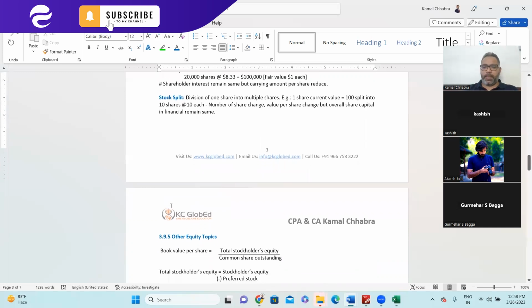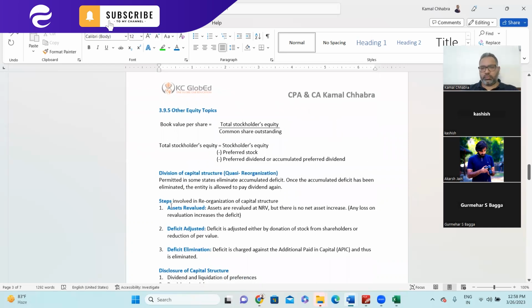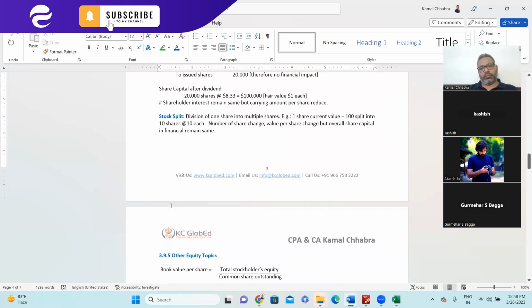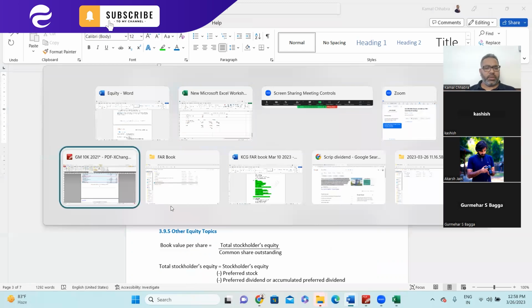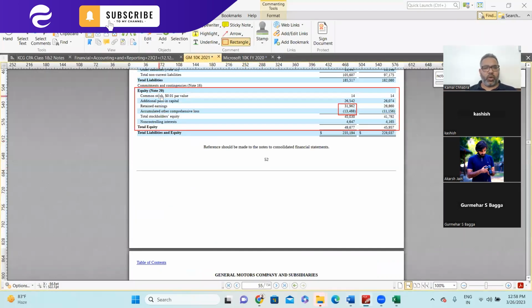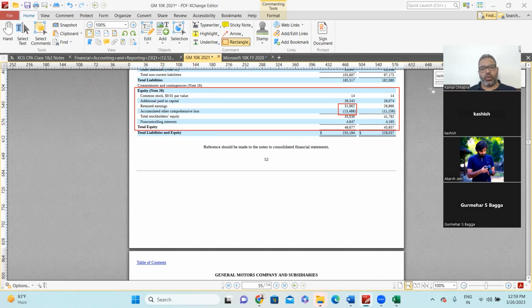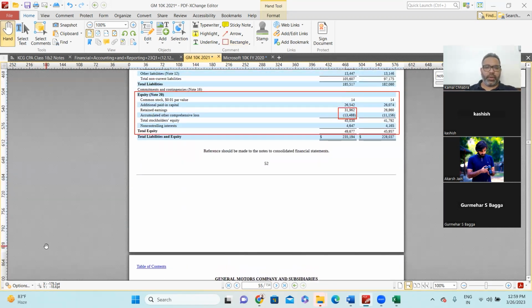Any doubt here? No, sir. When we do a stock split, there is no implication on financial statements. So do we give disclosures then? Yes, disclosures are mandatory. For example, you have seen this financial statement. Here, if you see, common stock is 1 cent par value, right? So this way you need to disclose, and you also need to disclose how many shares you have. That will be disclosed in the note on equity, which is note number 20. If you go there, you will see how many shares there are.